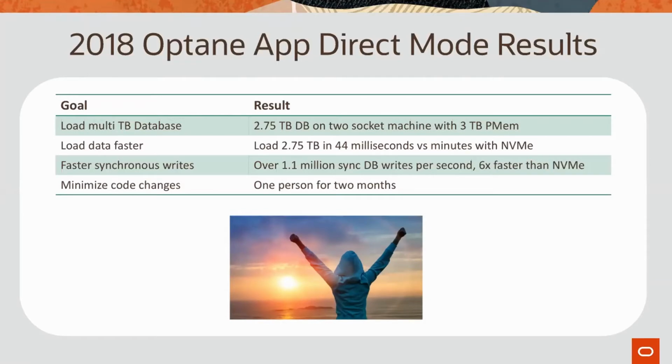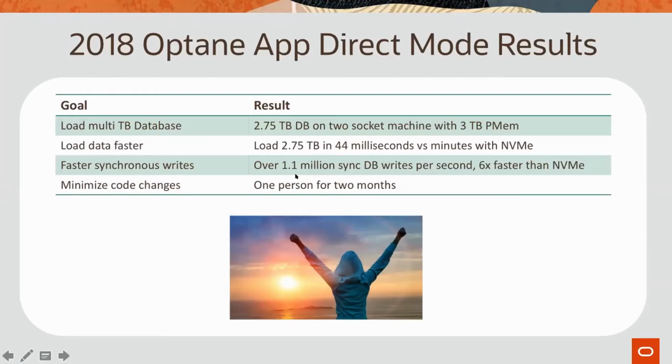This was 2018. Today, those technologies are faster. But in reality, on the fastest NVMe disk doing sustained reads, you're lucky if you're getting 3 gigabytes per second. So if you do the math, dividing 3 terabytes by 3 gigabytes per second, it's going to take many minutes. So going from many minutes down to 44 milliseconds was significant.